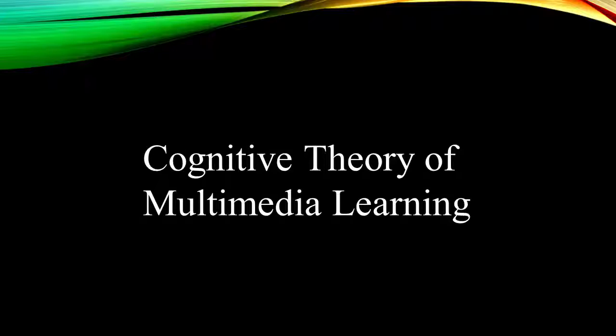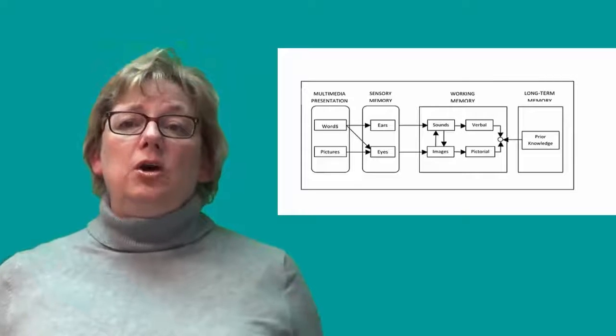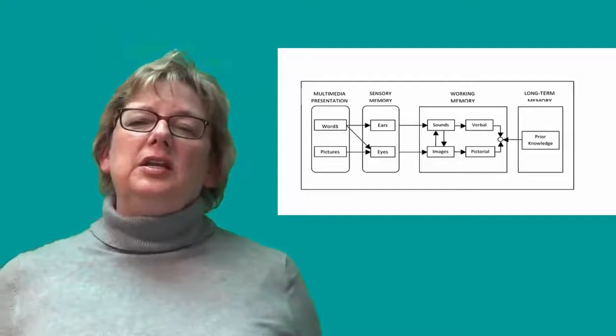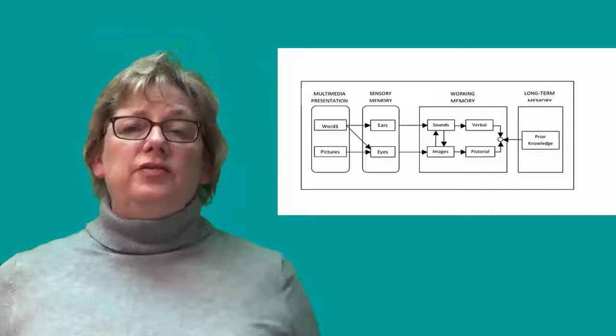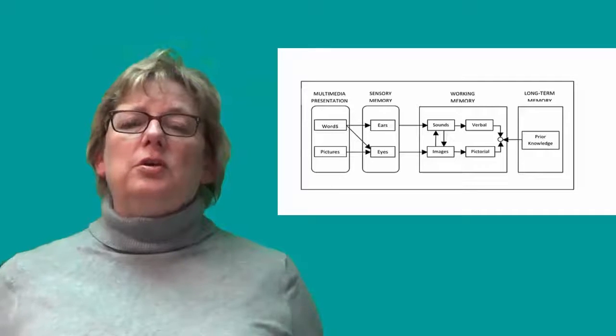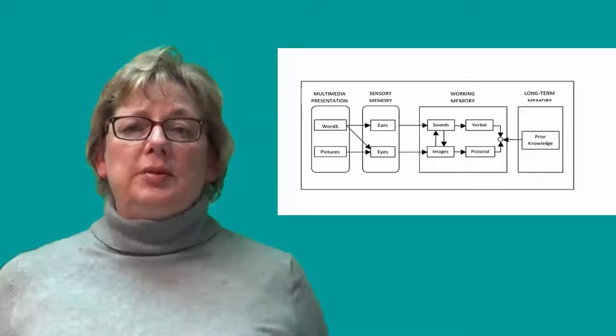Building on the cognitive load theory, the cognitive theory of multimedia learning recognizes that information comes in two different forms, auditory and visual. Our minds learn more deeply when new information is presented in both auditory and visual formats. The use of images and words are presented to our sensory memory.